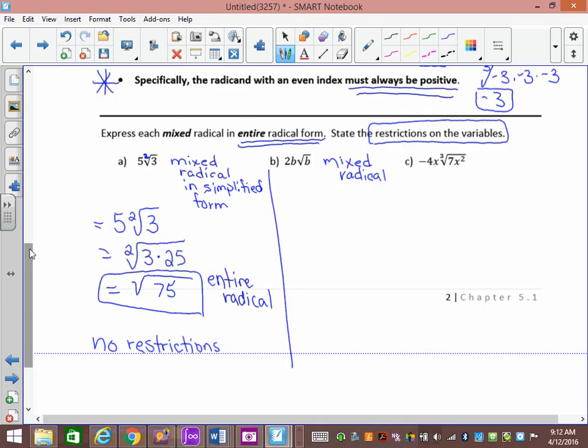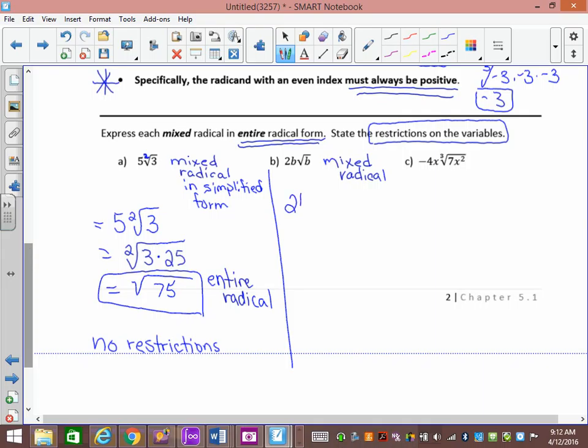Mixed radical is where you have part of it under the radical and part of it outside, right? It's mixed. Now, what did we say? If we want the entire radical, we have to take everything that's outside and put the whole thing under the radical, the entire thing under the radical, right? Entire radical. So what did we do?